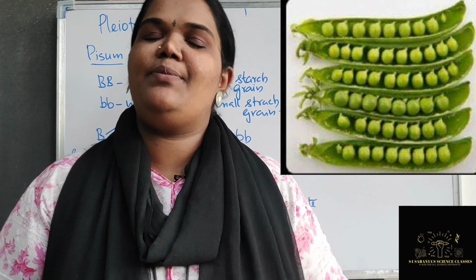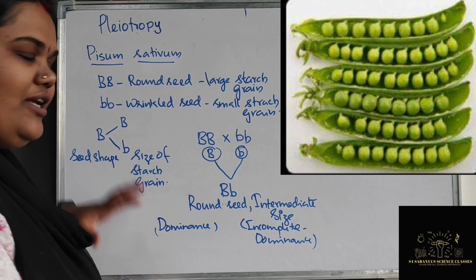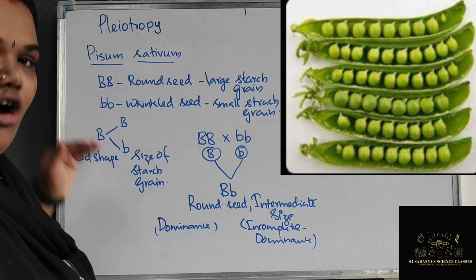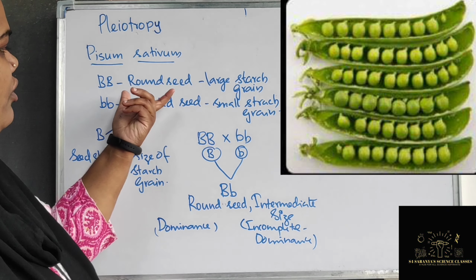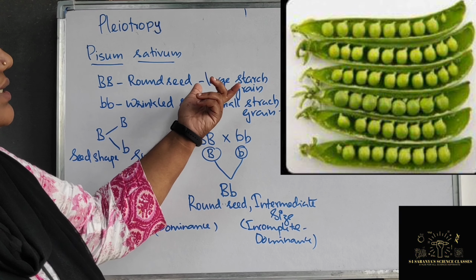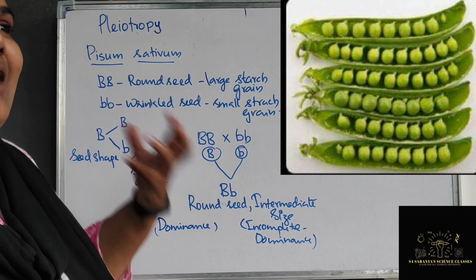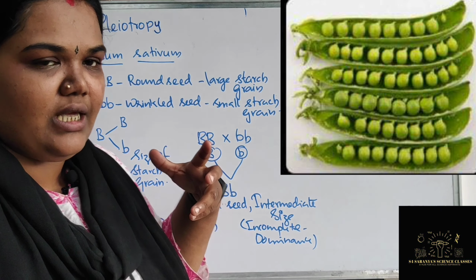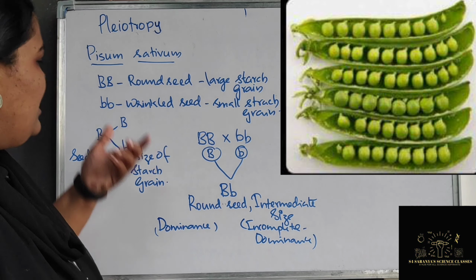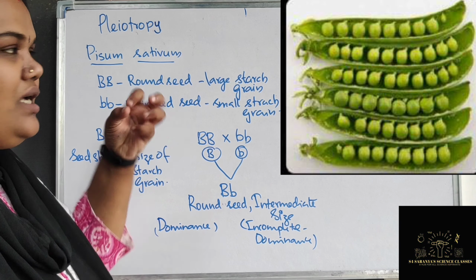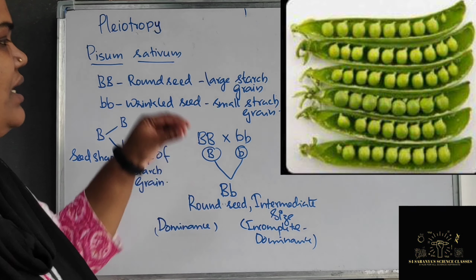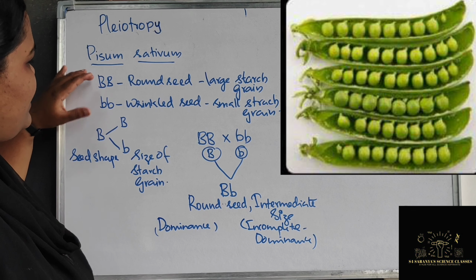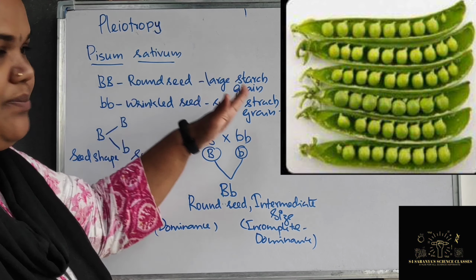In the pea plant also you can see pleiotropic genes. For example, in the pea plant there is a gene which is actually controlling the seed shape and the size of the starch grain, right? If the dominant gene, capital B, is present, it gives a round seed shape, and along with that the starch grain is large, right? And if the recessive gene is present, then it gives a wrinkled seed instead of a round seed, and the size of the starch grain will be somewhat small, right? So you can see that it is a pleiotropic gene which is having multiple phenotypic expressions.